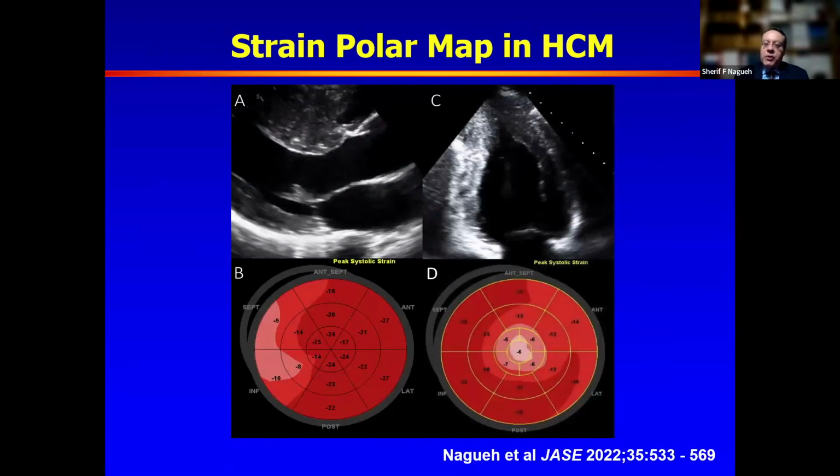Aside from knowing what the global strain is, the polar map provides us insight with what is abnormal. These are two patients. One has the basal hypertrophy of the septum that you see here. And if you look at the polar map, the basal septum has much reduced strain compared to, say, the mid-segments and the apex. In comparison, in that patient with apical hypertrophy, the apical strain is much worse compared to the basal and mid-segments.